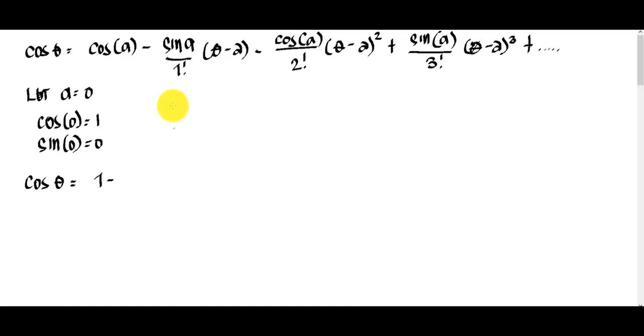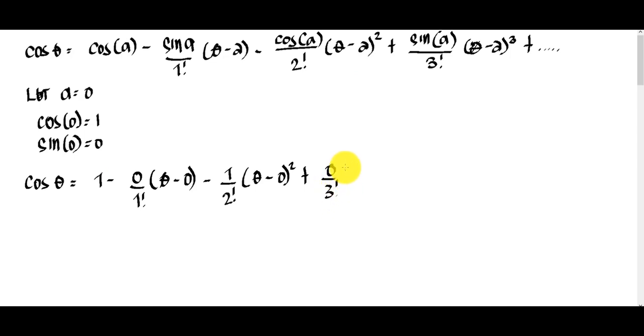Okay. Then we have sine of 0, so it will be 0 divided by 1 factorial, then multiplied by theta minus the value of 0. Then next we have the cosine of 0, it will be equal to 1 divided by 2 factorial, multiplied by theta minus 0 squared, plus we have sine of 0, which is 0, so we have 0 divided by 3 factorial, then theta minus 0 raised to the cube.